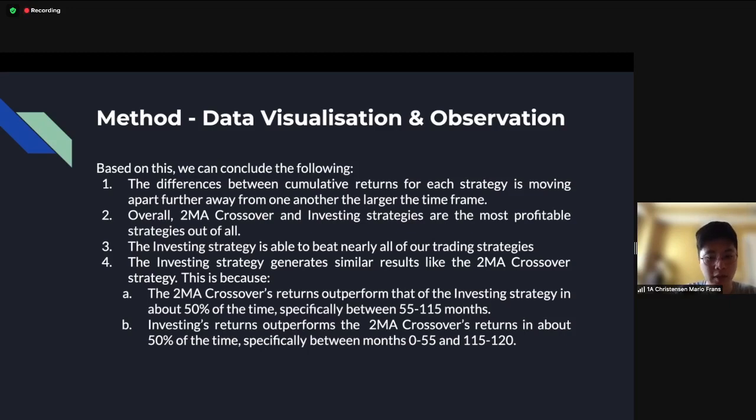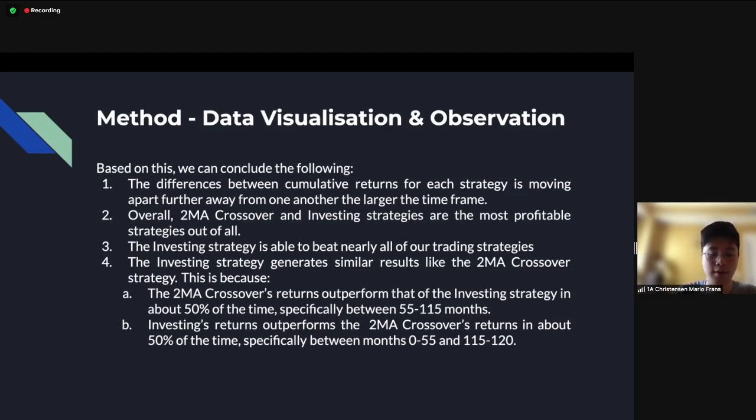And this is because the two moving average crossover strategy's returns outperform that of the investing strategy about 50% of the time, which is specifically between 55 to 115 months if you look back at the chart. Alternatively, the investing strategy's returns also outperform the two moving average crossover's returns about 50% of the time, and specifically between 0 to 55 and 115 to 120 months.